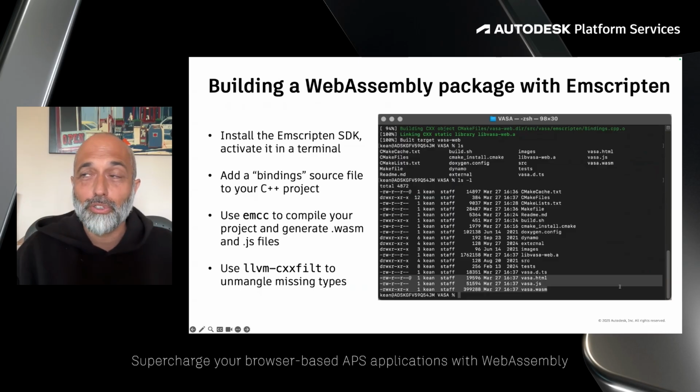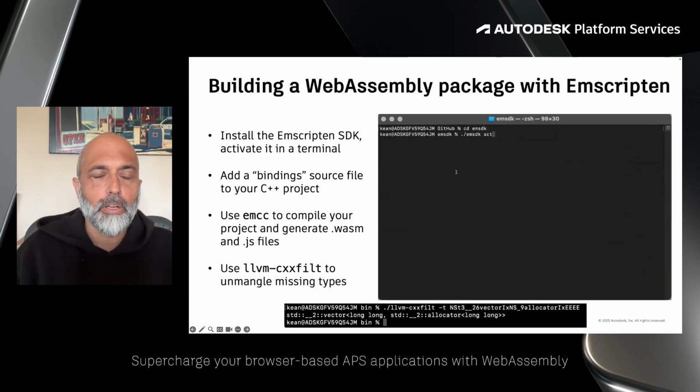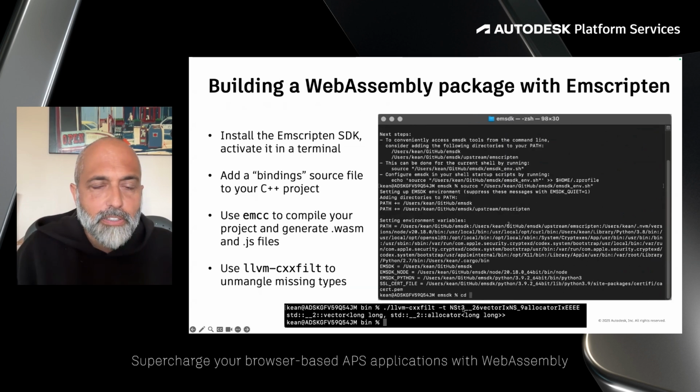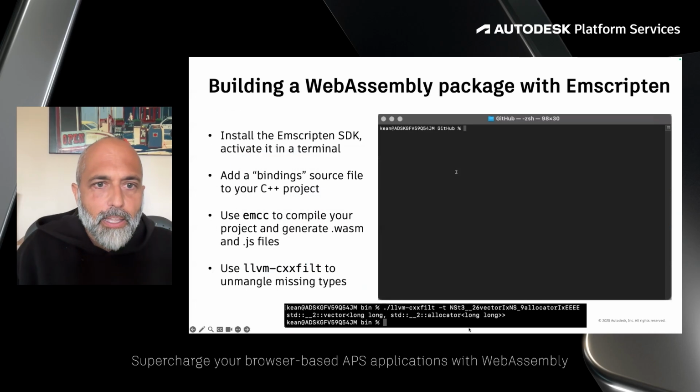Now, during the compilation process, you very often, early on in particular, find that you're missing some bindings. You'll get an error that says this particular type was not found and is depended upon. So you can use a tool called LLVM CXX to unmangle those names. Here you can see at the bottom, effectively, we're calling c++filt, and this is a name that we want to unmangle, and we can see it's being unmangled to essentially be a standard vector of longs.